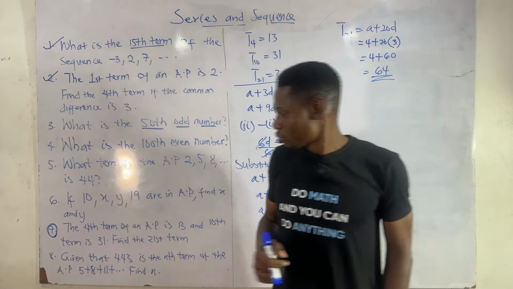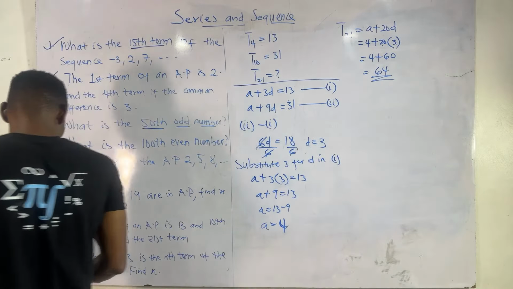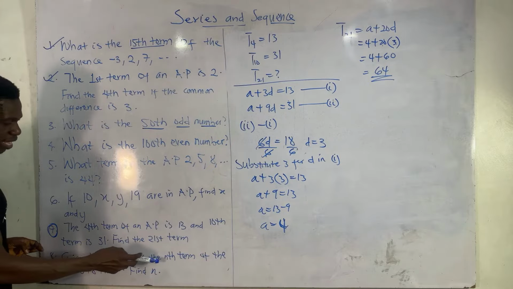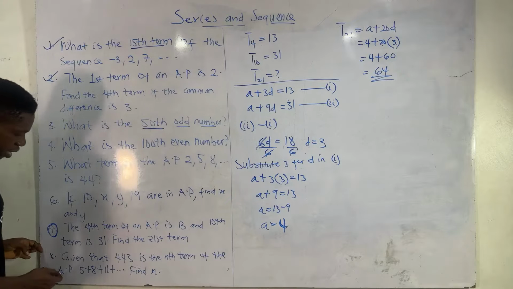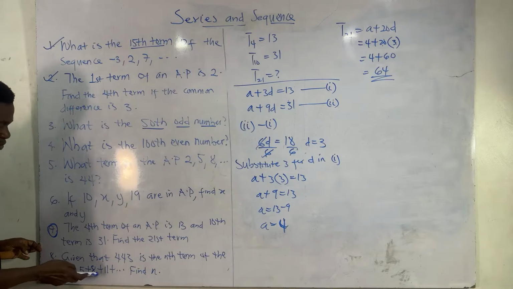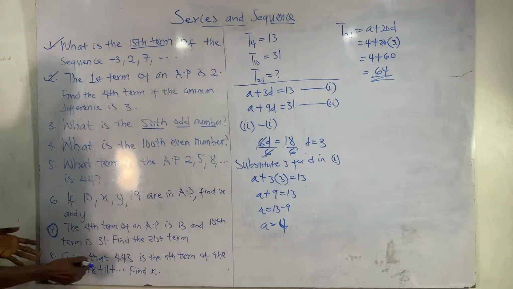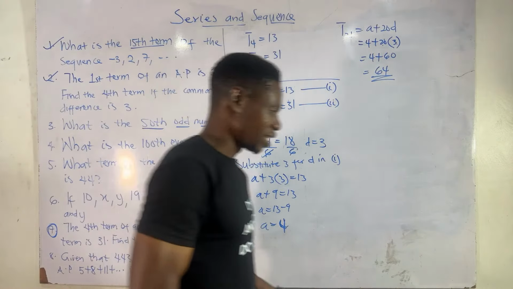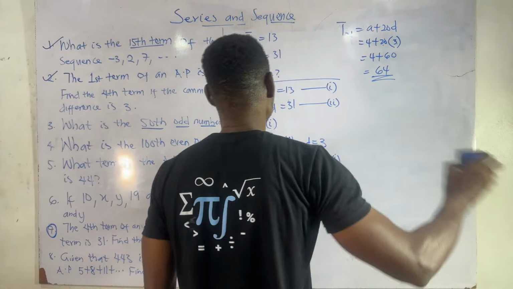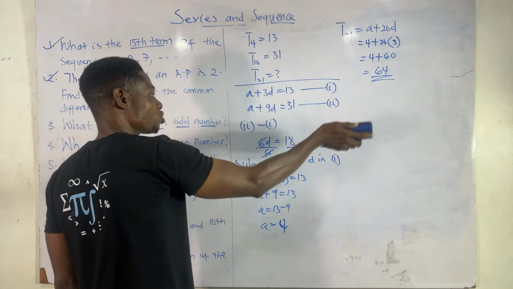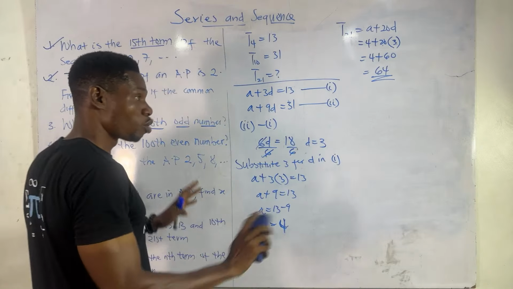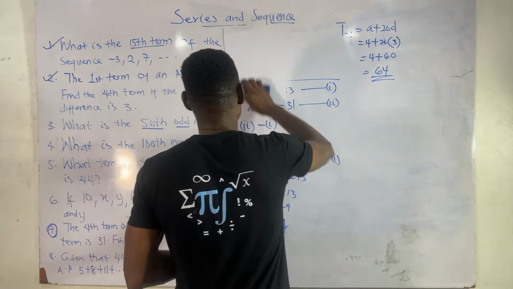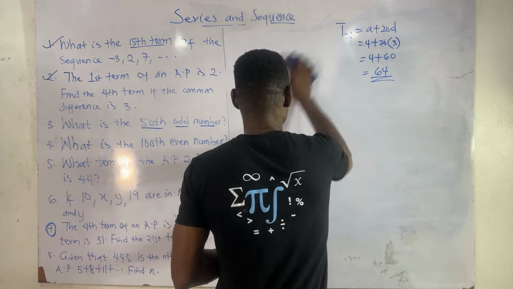Okay, so one more question we have here. It says, given that 443 is the nth term of the AP, 5 plus 8 plus 11, find n. We've done something like this already, so I'll allow you to solve this number 8, and let's see what your answer would be. I've explained to you, we'll leave the video online, so you can always go back and watch, okay? So to save time, let's go.